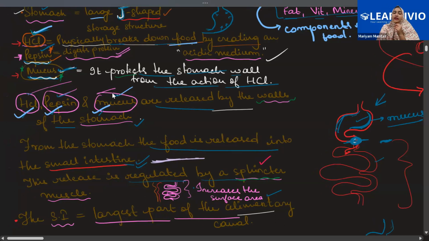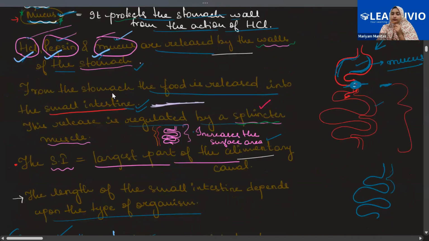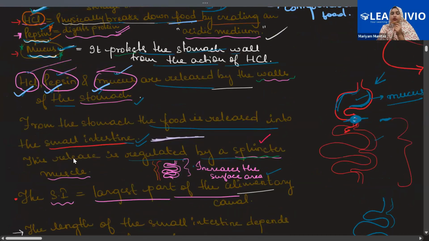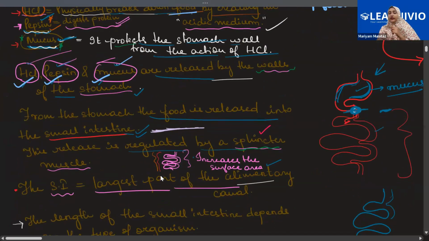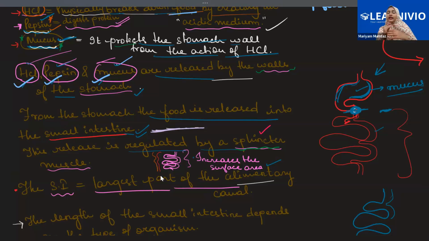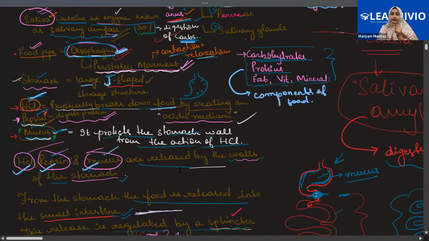Any doubts up until now? No. Talking about the small intestine, it is the largest and the longest part of the alimentary canal. This is the site of complete digestion of the food, meaning every single component of the food gets digested in the small intestine. Clear? Yes. All right. Now you can note it down.